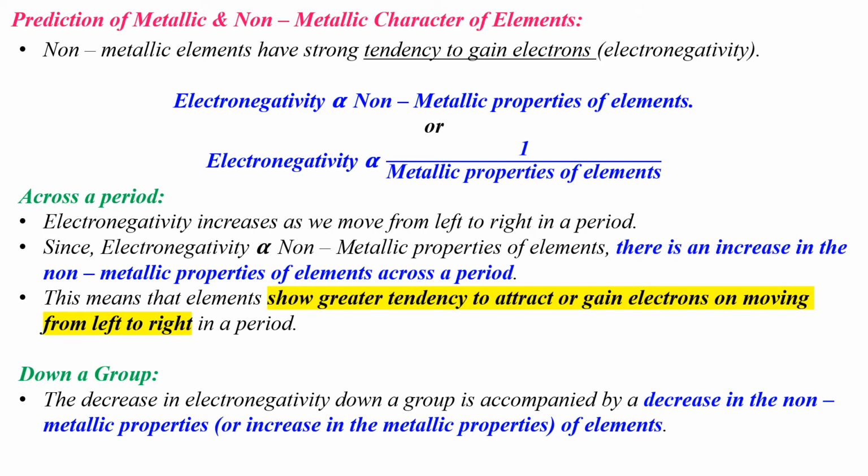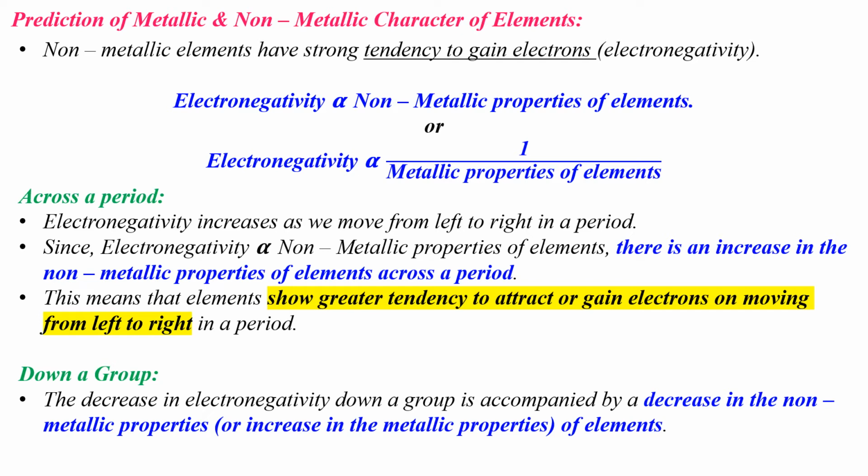Prediction of metallic and non-metallic character of elements. Non-metallic elements have strong tendency to gain electrons. Therefore, electronegativity can be directly related to non-metallic properties of elements. We can also say that electronegativity is inversely related to metallic properties of elements.